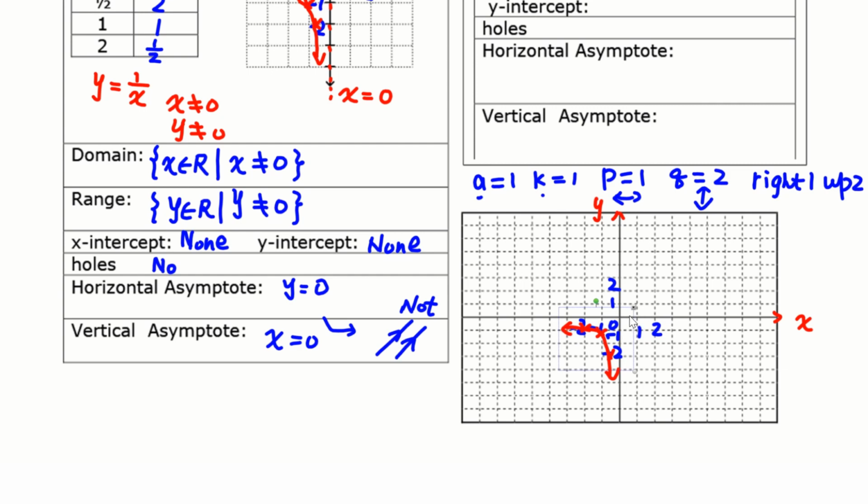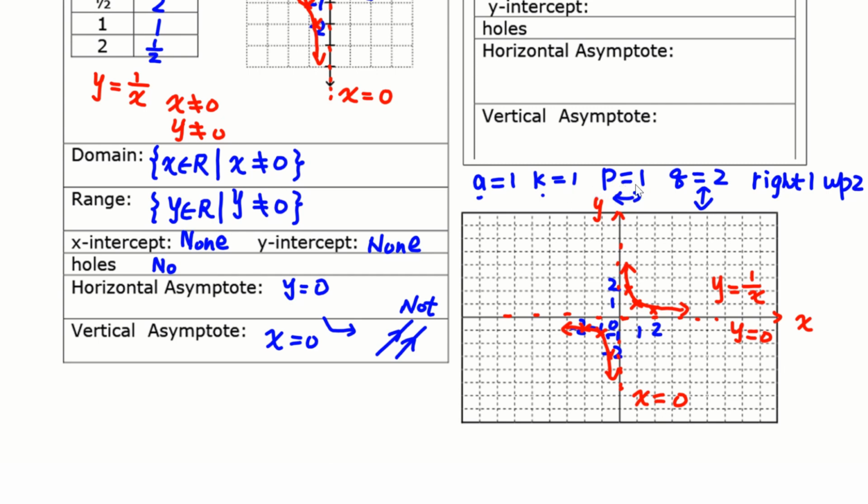Then we are going to draw this branch. So 1 over 2, 2, 1, 1, 2, 1 over 2. So we graph this parent function first, and we have the two asymptotes. One is y equals 0, and the other one is the vertical asymptote x equals 0.